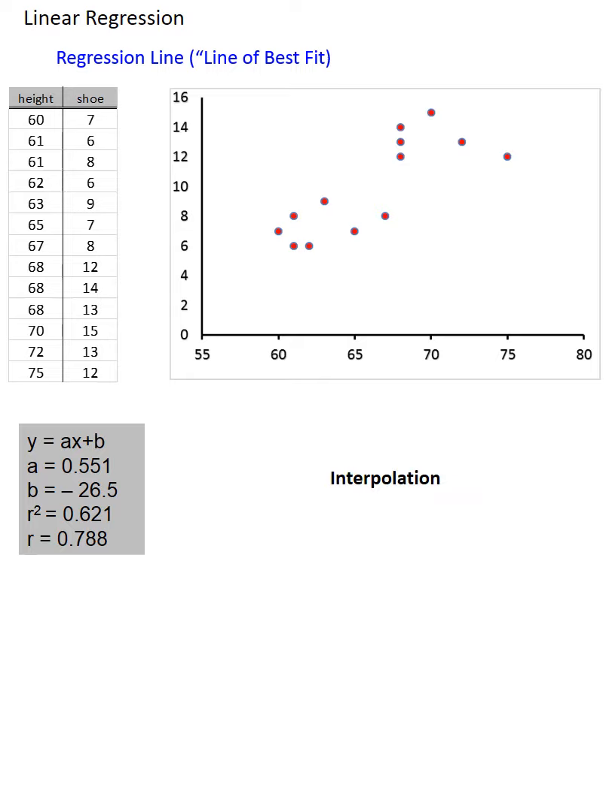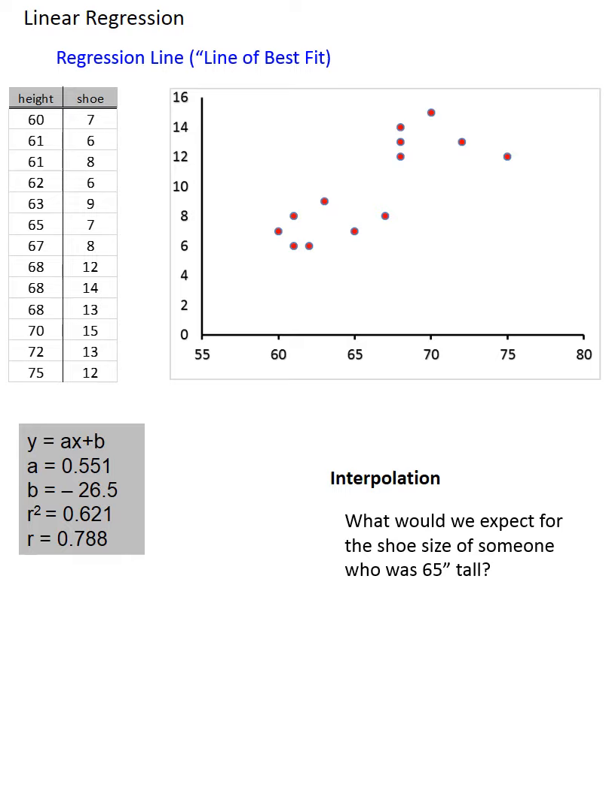Okay, let's talk about interpolation and what that is in a linear regression sense. Interpolation is essentially making a prediction about the population from which these data came. For example, what would we expect for the shoe size of someone who is 65 inches tall?